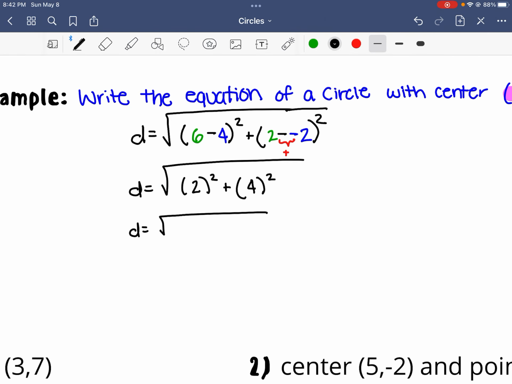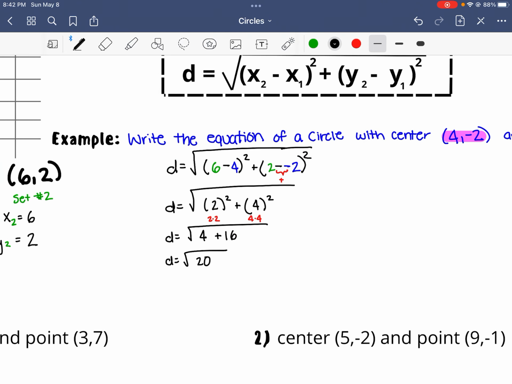Let's keep going. 2 squared is 4. Remember that is 2 times 2. And 4 squared is 4 times 4. So 4 plus 16. 4 plus 16 is 20. So I'm going to stop here, okay? I know that you might want to plug this into the calculator. Don't plug it in yet. Leave it like this as a square root, and you're going to see why right now.